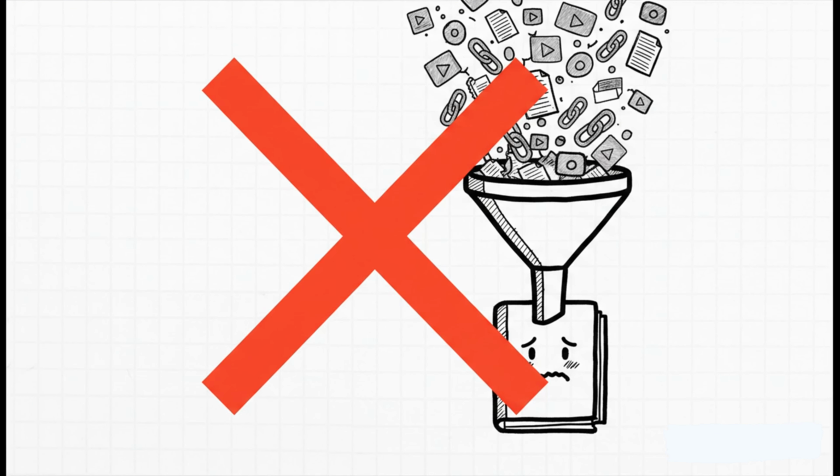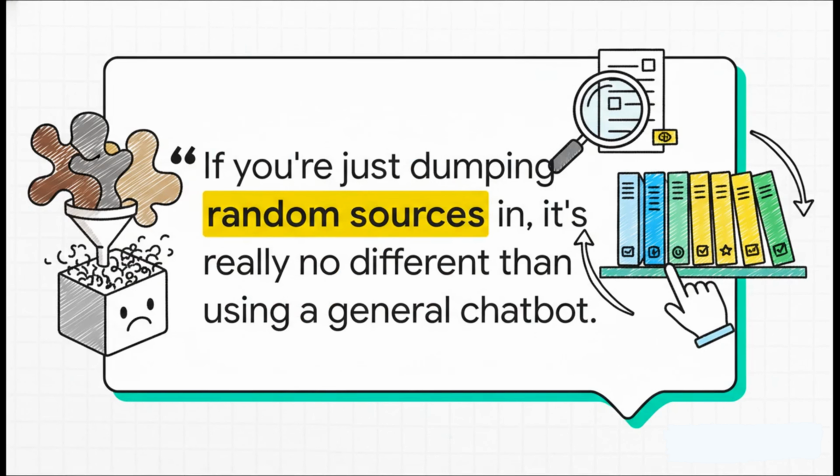So what's the number one mistake people make? It's this. They treat NotebookLM like some kind of digital dumping ground. They do a quick search, grab a dozen random links, and just throw them all into the notebook. Look, if you're doing that, I'm telling you right now, you are using NotebookLM wrong. You're basically just turning it into a less powerful search engine. You're missing the whole point.